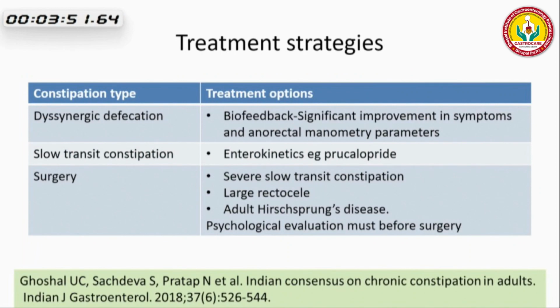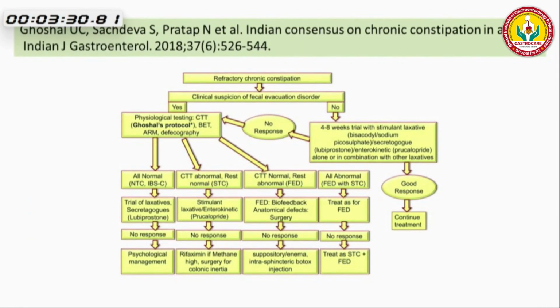Now the treatment depends on the type of constipation, as we have discussed earlier. If patient has dyssynergic defecation, biofeedback treatment is required. If slow transit constipation, then prucalopride or stimulant laxatives are required. Surgery is indicated only if patients have severe slow transit constipation, very large rectoceles, or adult onset Hirschsprung disease.